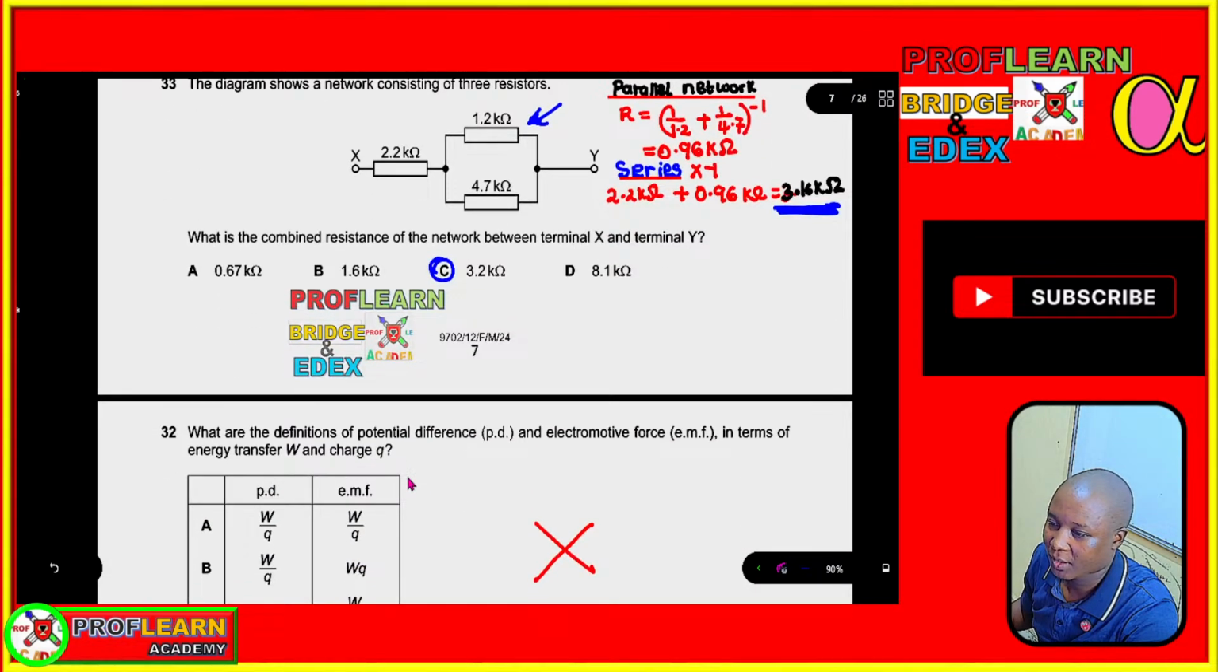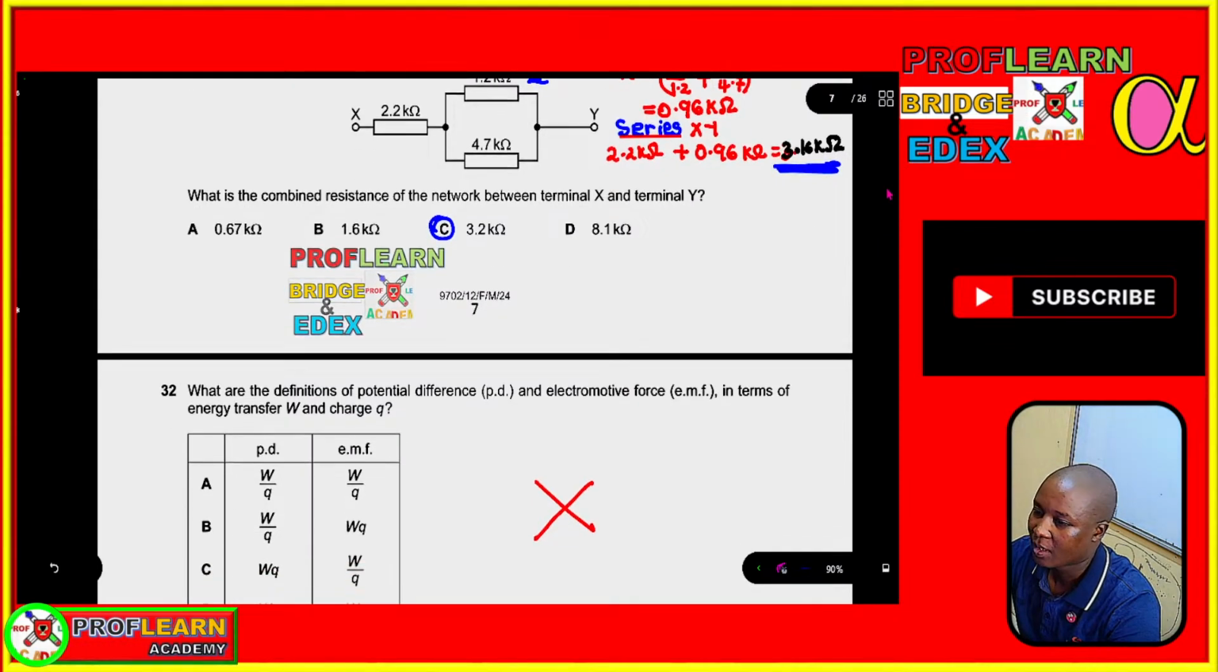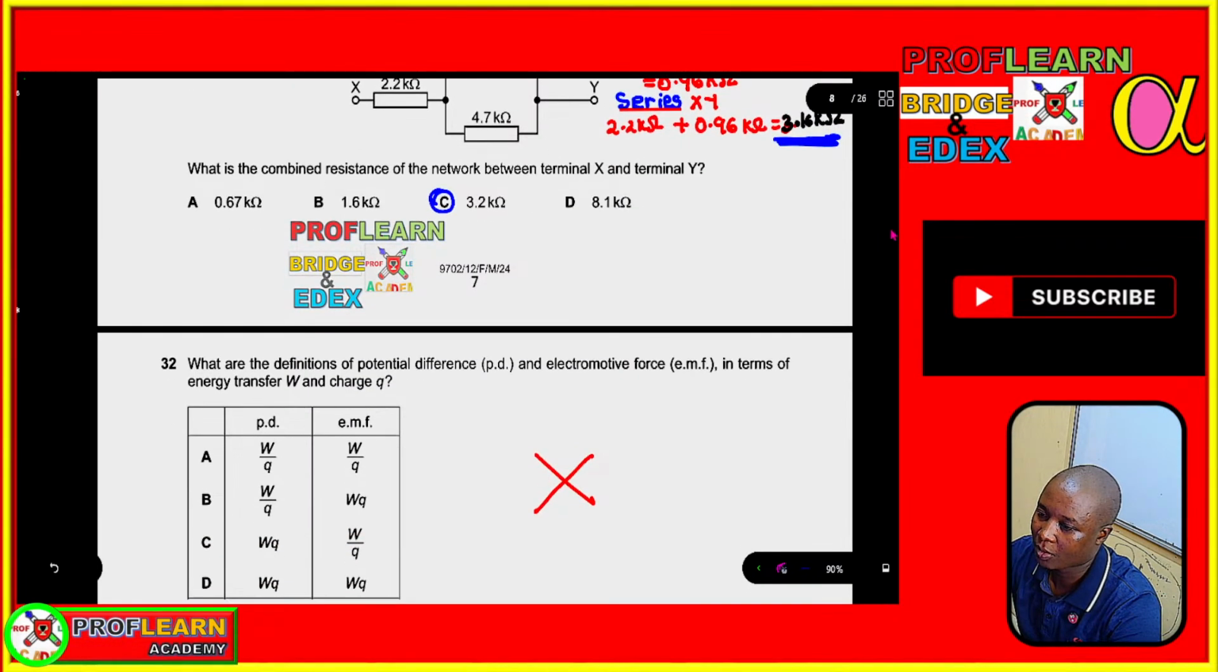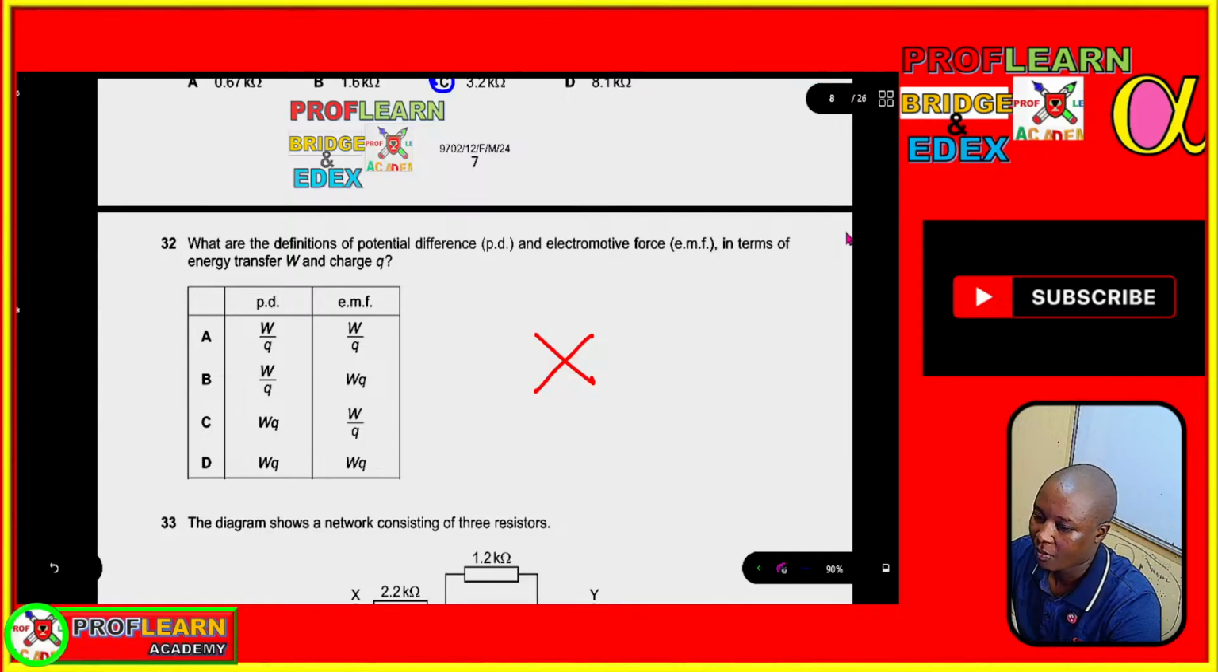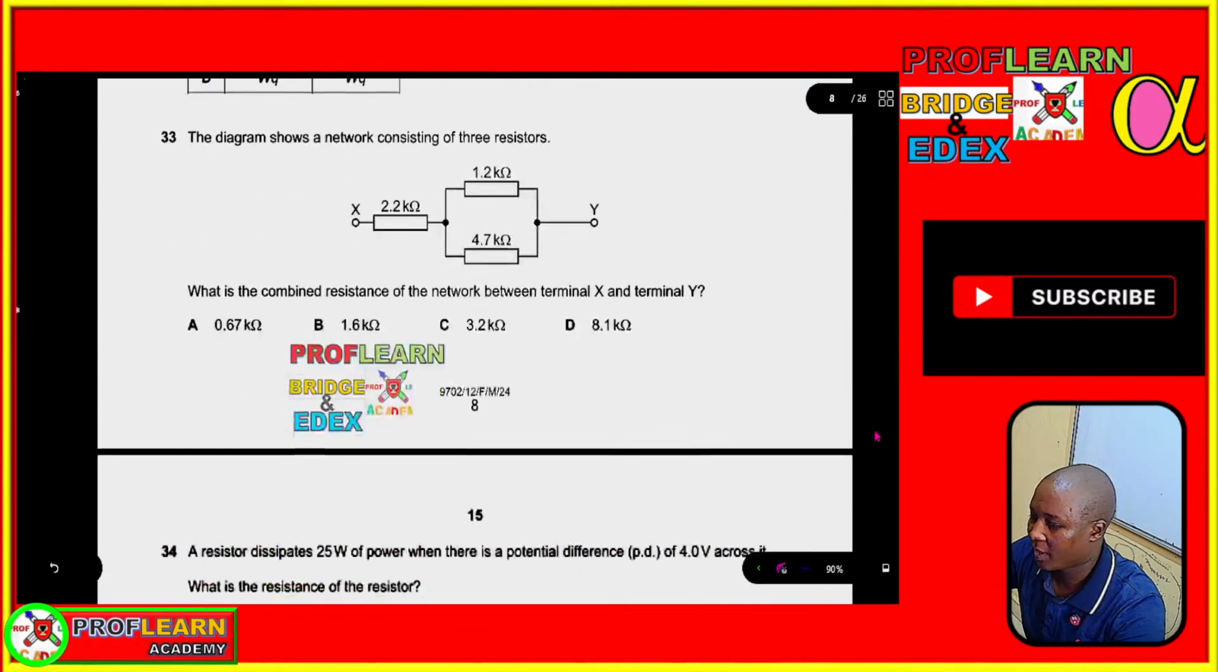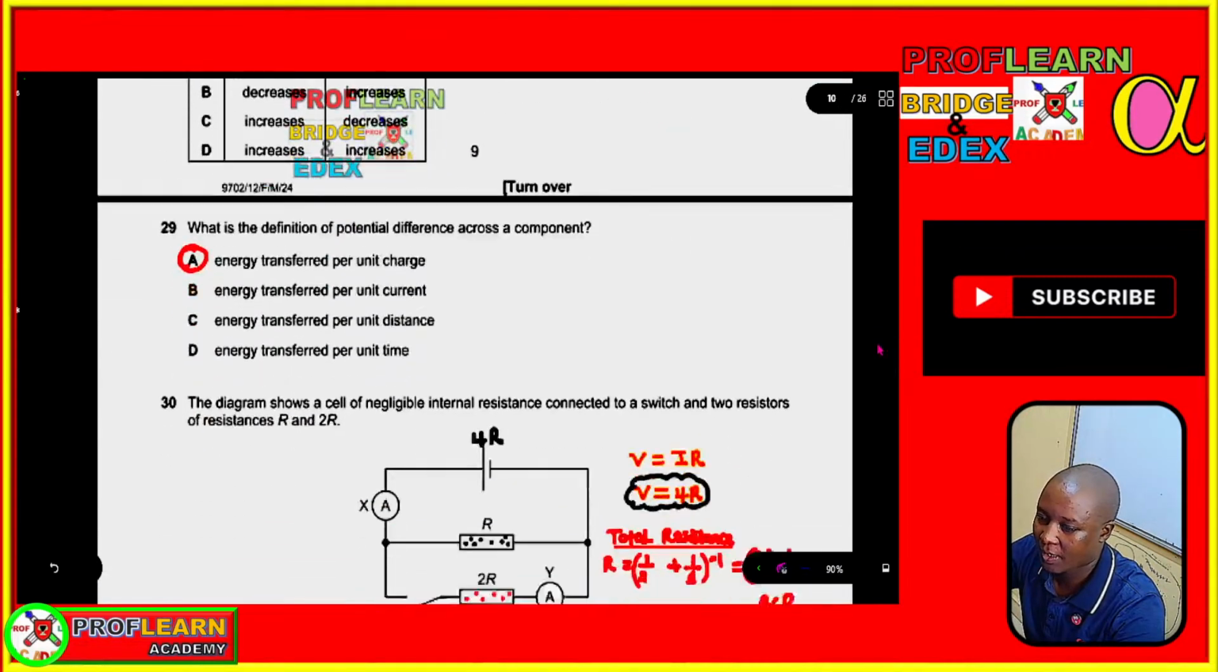The combined resistance is 3.16, and when we round off, it becomes 3.2 kilo ohms. This one we have already done.